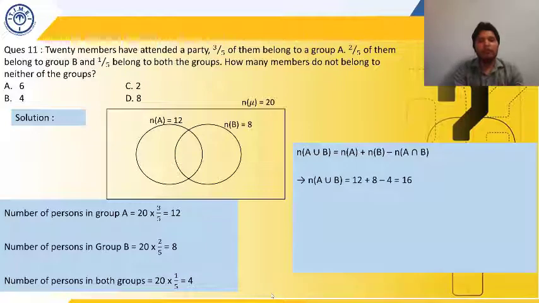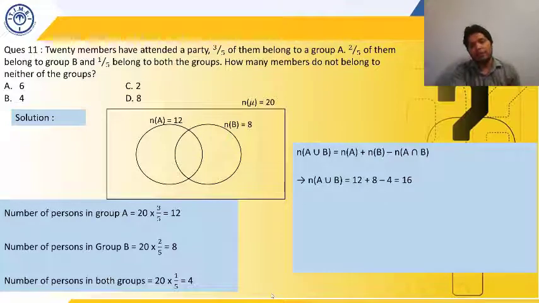So we know the values. The number of persons belonging to group A is 12. The number of persons belonging to group B is 8. And the number of persons belonging to both the groups is 4. So 12 plus 8 minus 4 is 16. So 16 is the number of persons who belong to either group A, group B, or both the groups.